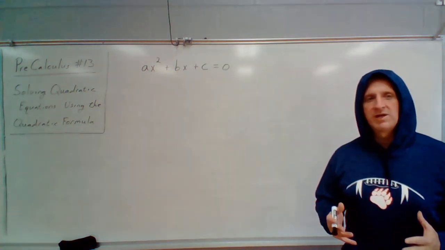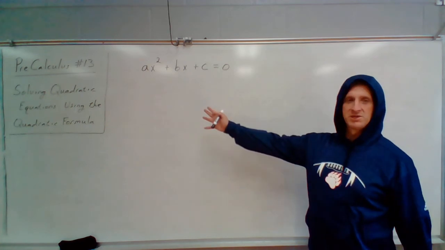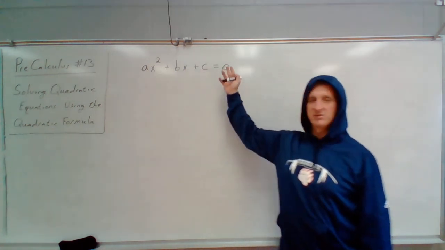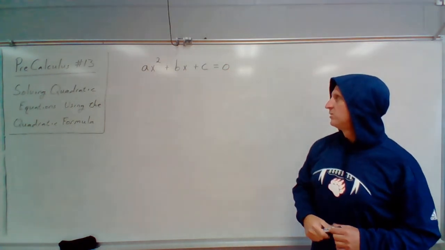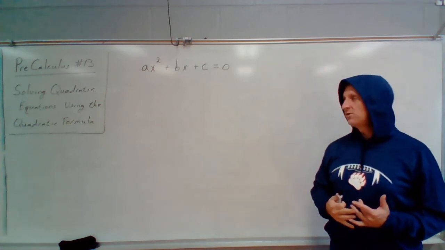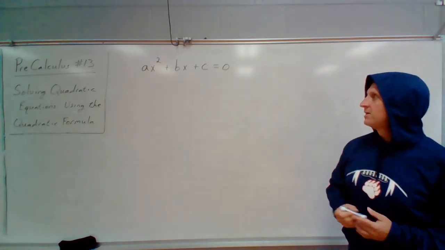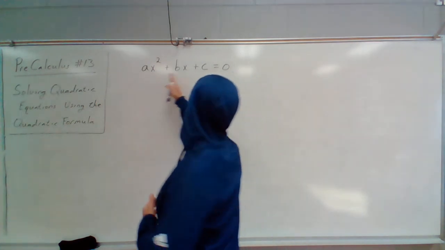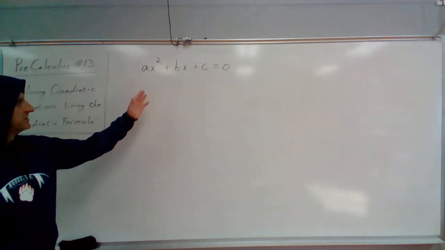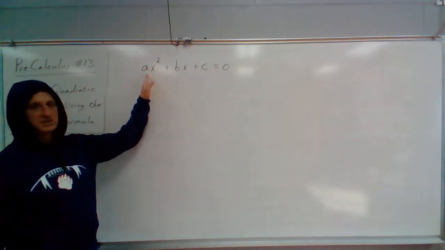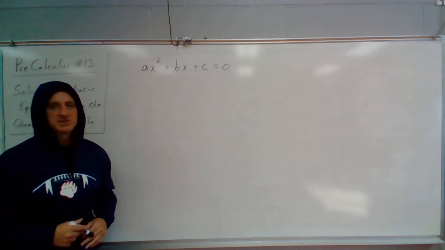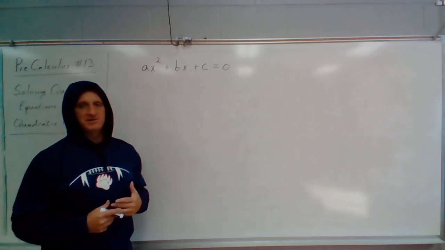All right, so we learned how to solve quadratic equations that are in the standard form, ax squared plus bx plus c equals 0. We learned how to solve those by completing the square. Okay? Let's do that generally for any quadratic equation that's in this form. So just the general equation, ax squared plus bx plus c equals 0. Let's see if we can solve that.